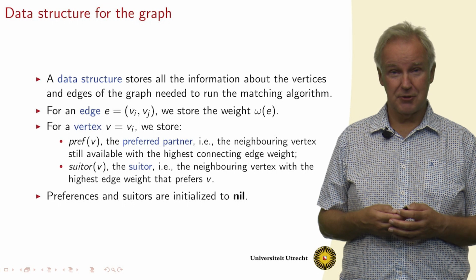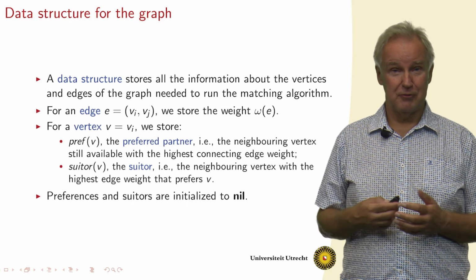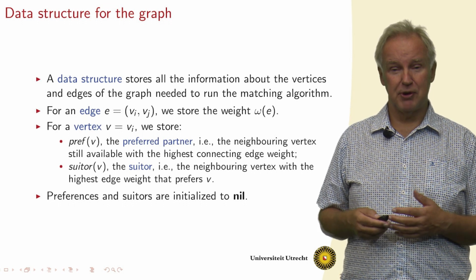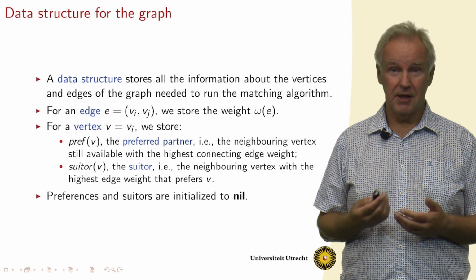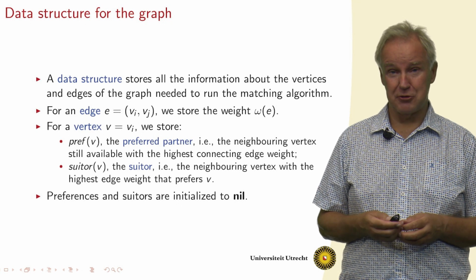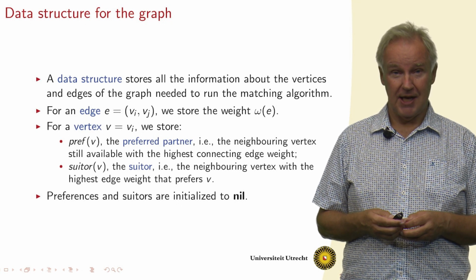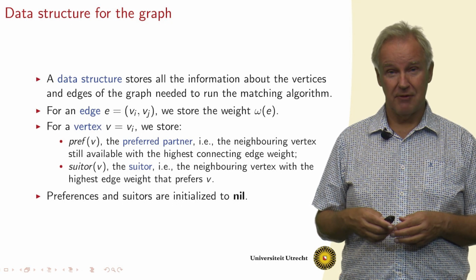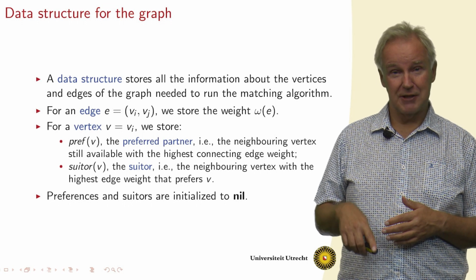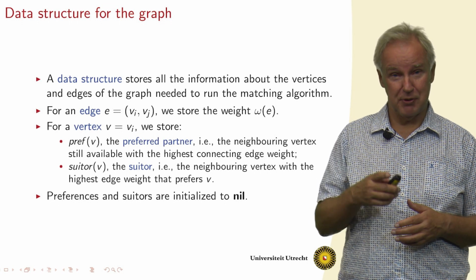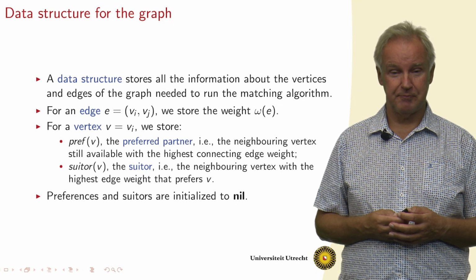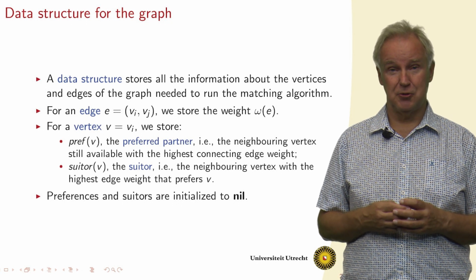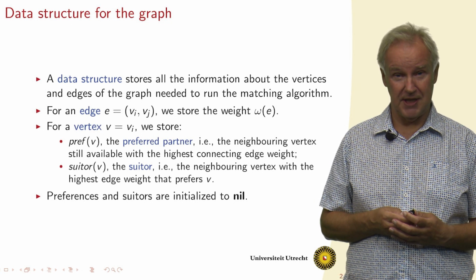And for a vertex, we store two values. First of all, we store the preference of a vertex v, which is the preferred partner. That's the neighboring vertex with the highest weight. And we also store the suitor, which is the neighboring vertex with the highest weight that prefers v. The preference and the suitor are initialized to nil. At the start of the algorithm, they are nil.